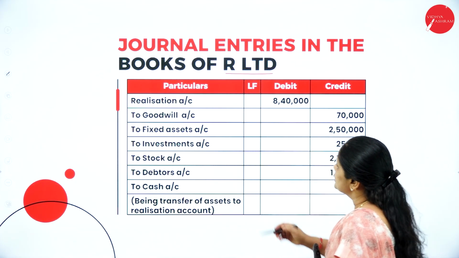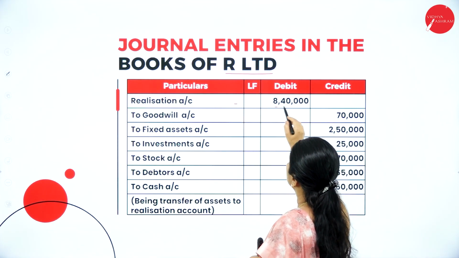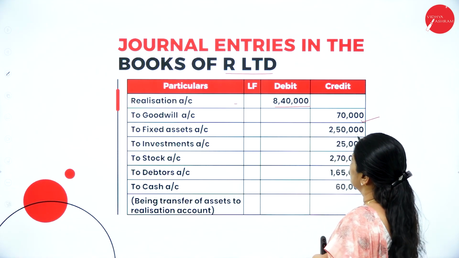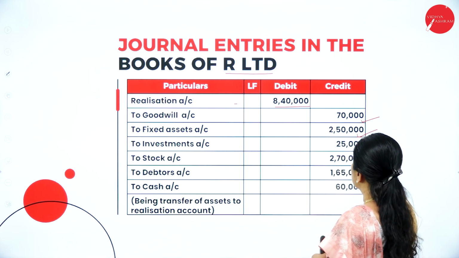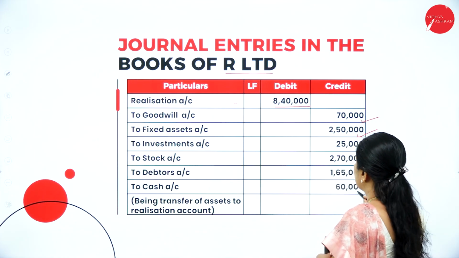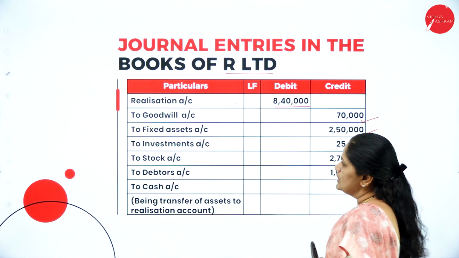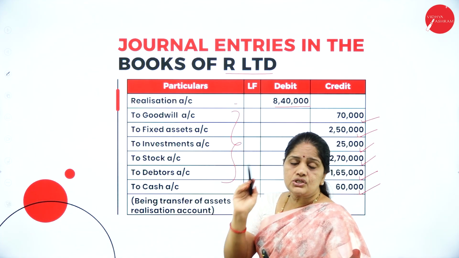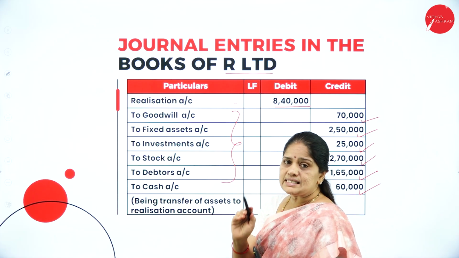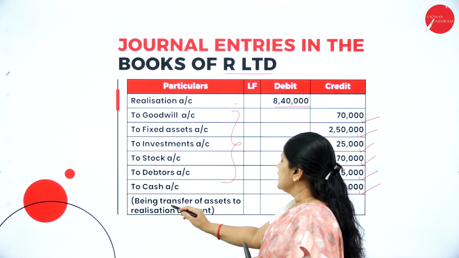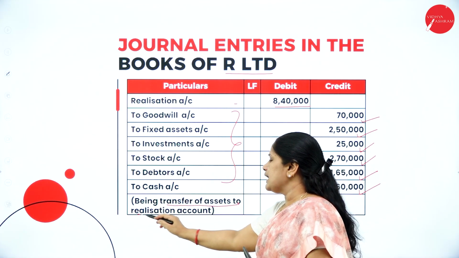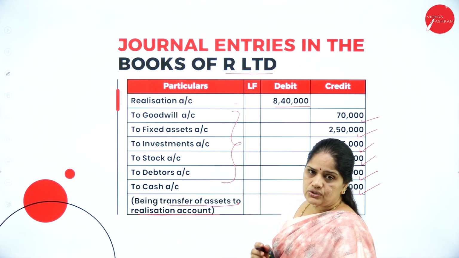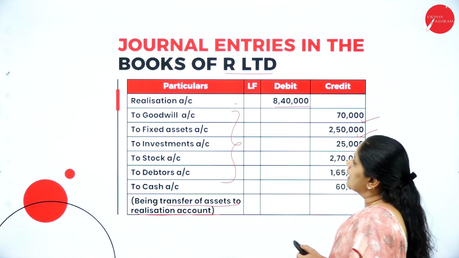So the realization account debtor, to that is 8,40,000, to goodwill, to fixed assets, to investments, to stock, to debtors and to cash. So all this we have transferred, all the assets to the debit side of realization account. So being transfer of assets to realization account.